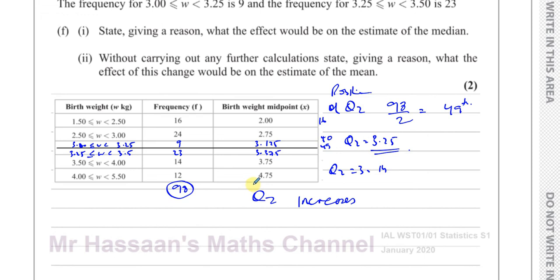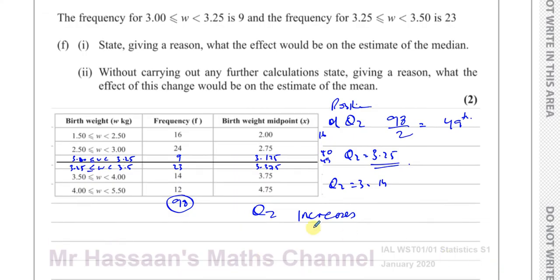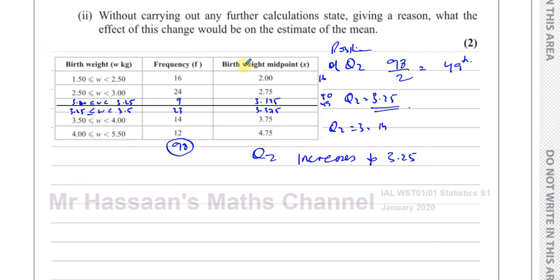Now, if we estimate the mean, before we would have 32 times the midpoint. Now we're going to have these two more categories here. So Q2 increases. Why does it increase? Because it is now in the next group along. We worked out it increases to 3.25. That's part one. Then for part two, without carrying out any further calculation, state giving a reason what the effect of this change would be on the estimate of the mean.